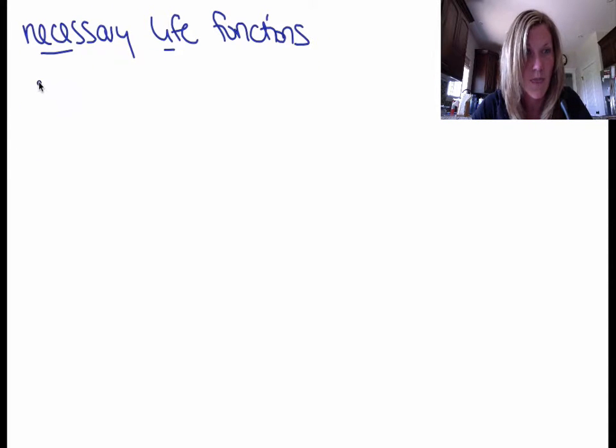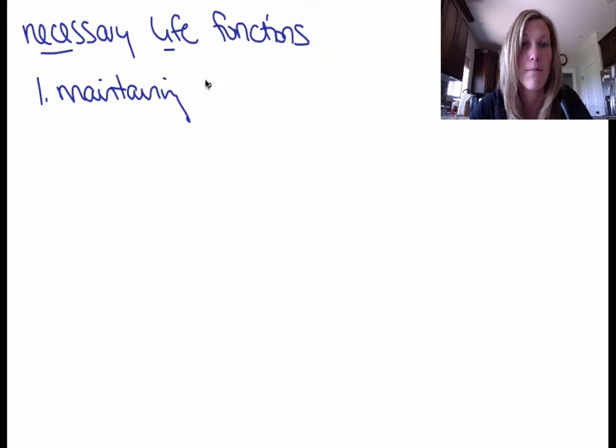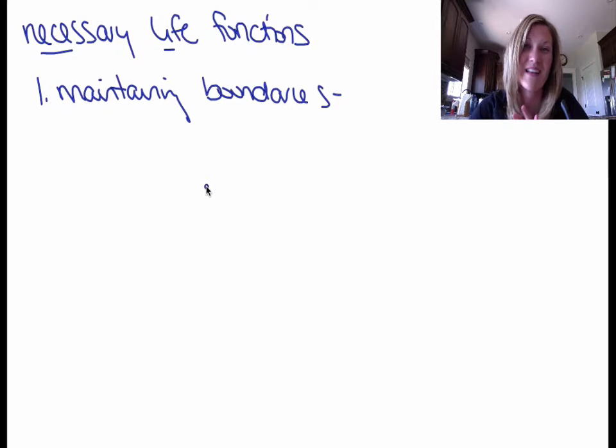The first thing that's very important is the maintenance of boundaries. Okay, so we're going to write maintaining boundaries. This is just a boundary inside versus outside. If we're looking at a gross anatomy level, this means we're differentiating between the external environment and the internal environment. If we're looking at microscopic anatomy, we're going to be differentiating between intercellular fluid and intracellular fluid, or extracellular fluid and that sort of thing.